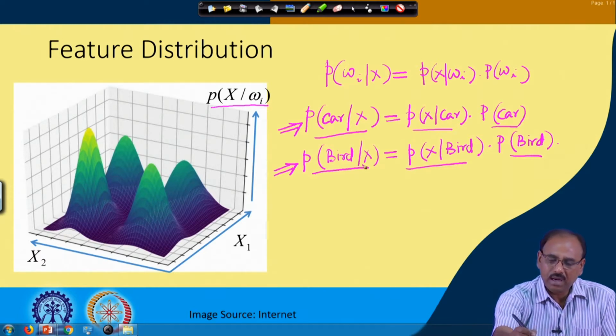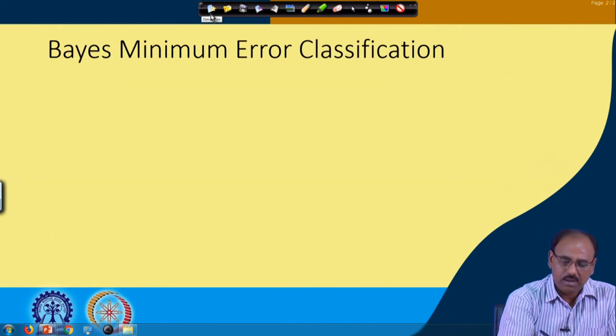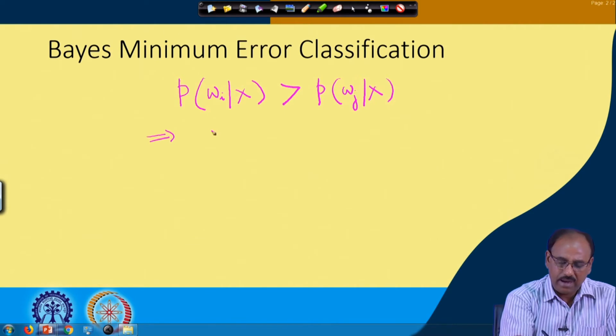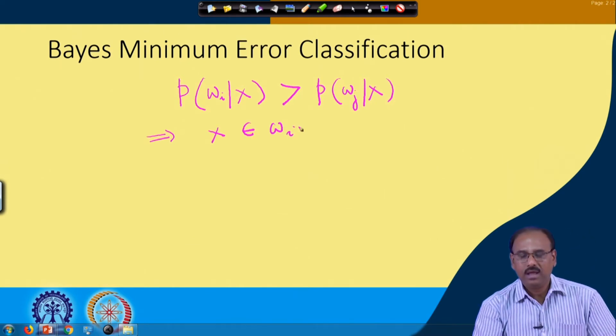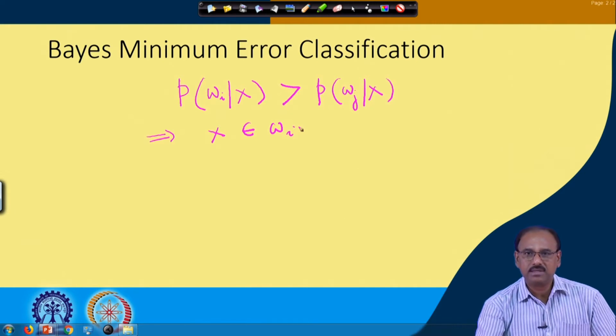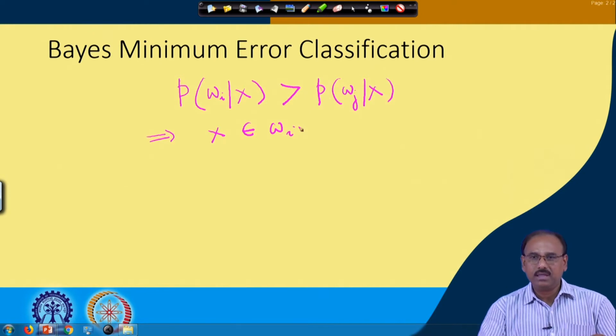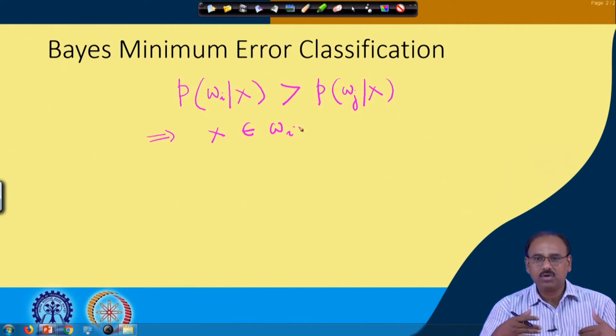So, what we are computing is P of omega i given x. If it is greater than P of omega j given x, then my interpretation is x belongs to omega i. If P of omega j given x is greater than P of omega i given x, then my interpretation will be otherwise, that is, x belongs to omega j.